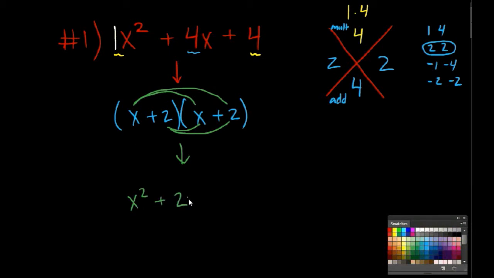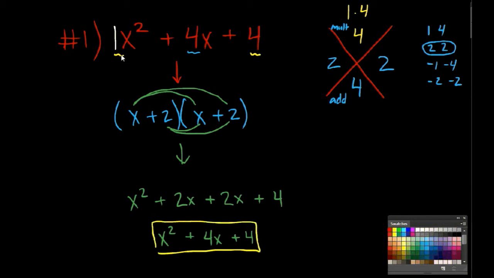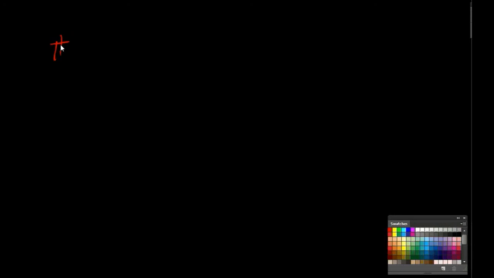And then what I'm doing here is I'm just checking. So I'm taking and FOILing it, and when I FOIL it back, I should get what I started. So x times x is x squared plus 2 times x plus 2 times x plus 4. That gives me x squared plus 4x plus 4, which is precisely what I started off with, so we're good.